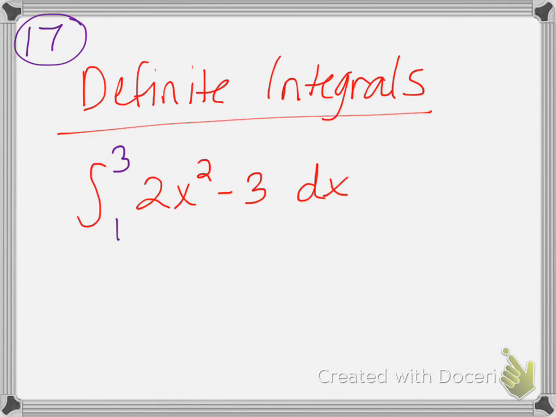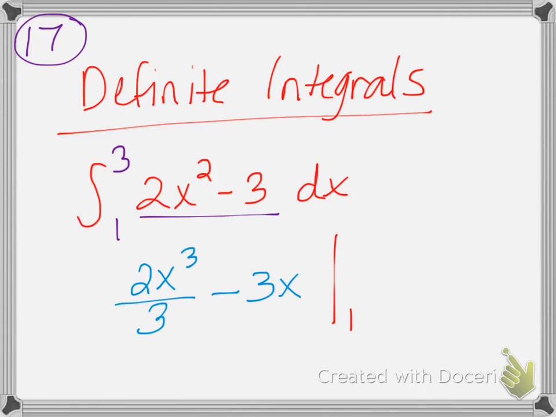So what I do is I work this part out first. The antiderivative of 2x squared, that would be 2 times x to the third over 3, because that's x to the third. And then the antiderivative of 3 would be 3x. And then the way I do it is I put this little line here to tell me to evaluate everything at 3 and then at 1, and then we subtract.